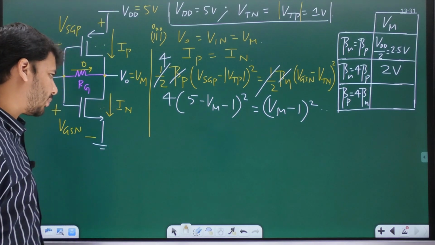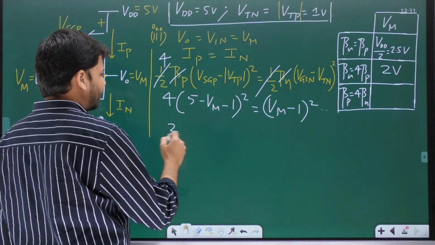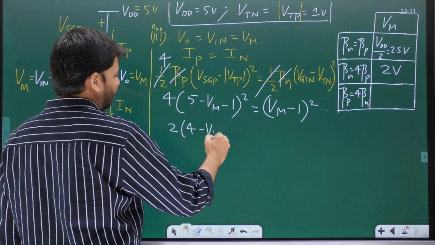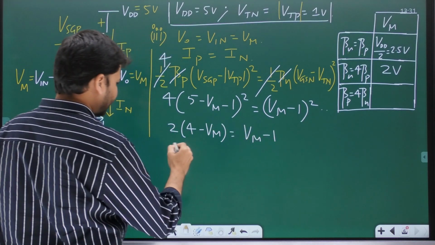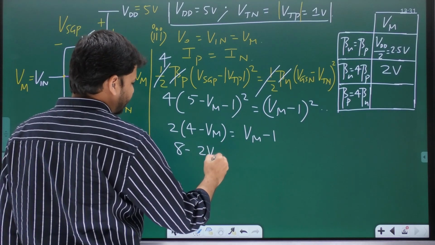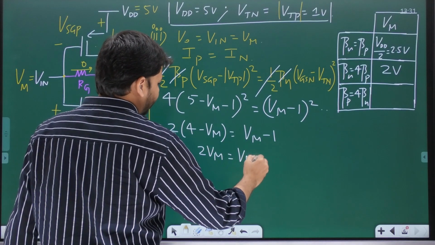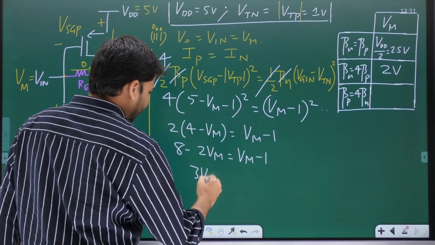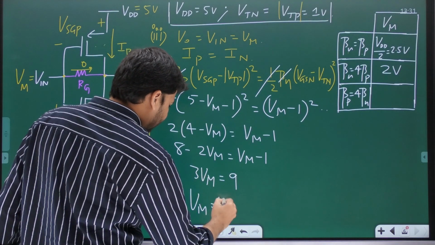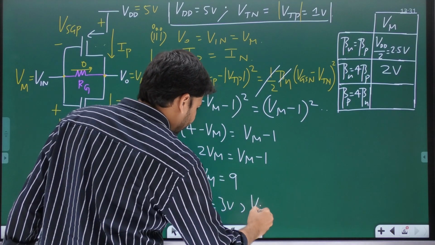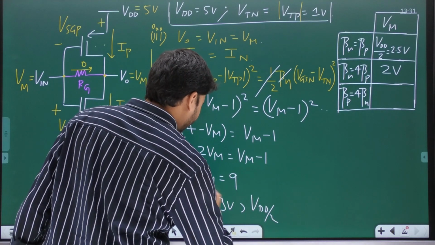Once again, take square root on both the sides. You will get 2 times (4 minus Vm) is equal to Vm minus 1. 8 minus 2 Vm is equal to Vm minus 1. And this is same as 3 Vm equal to 9. And Vm is 3 volts, which is greater than VDD by 2.